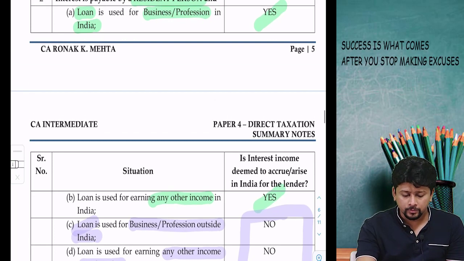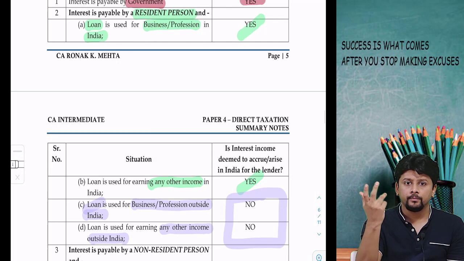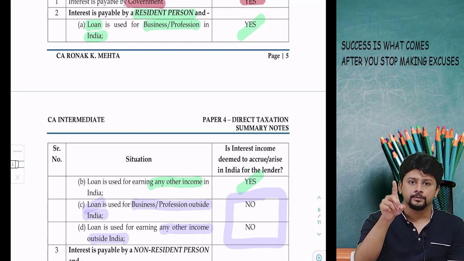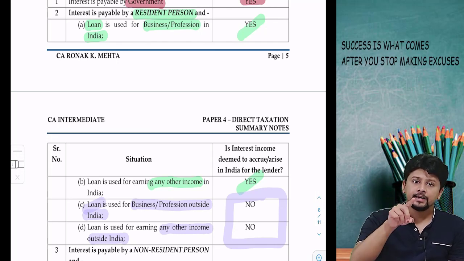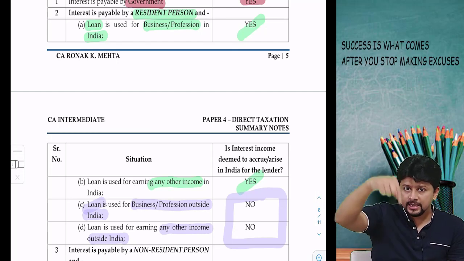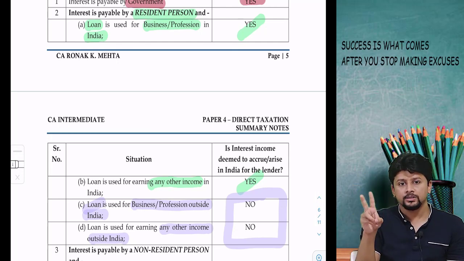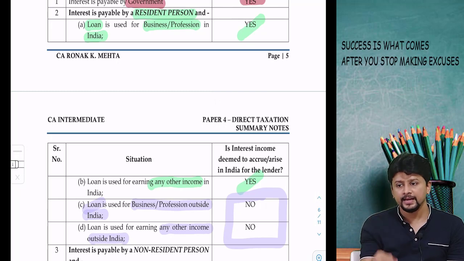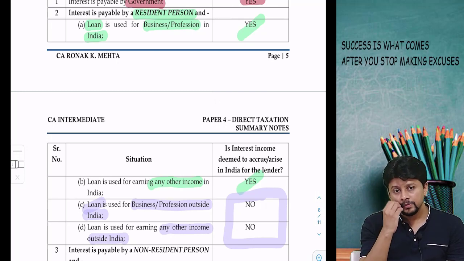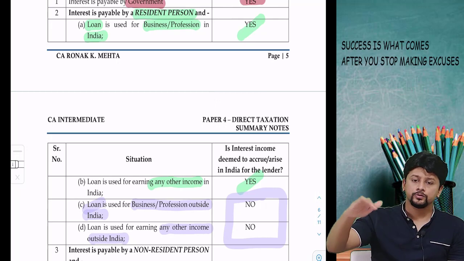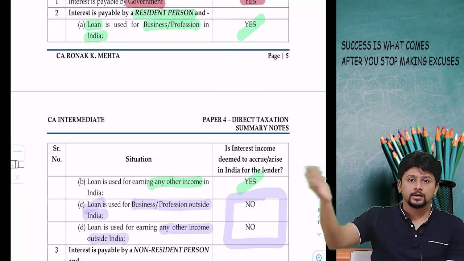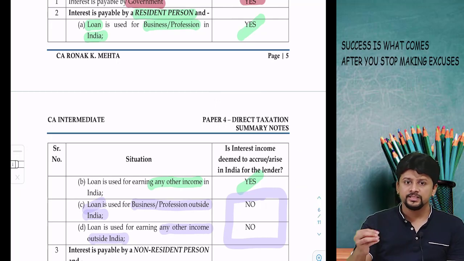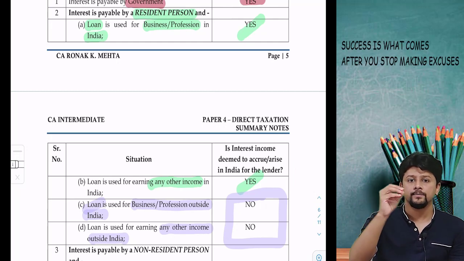So the pattern to observe: who was the borrower? Borrower was a resident person. The lender's loan money is used in India for PGBP or other activities. For the lender, income is taxable in India, deemed to accrue in India. If the loan money is used for PGBP or other income outside India, then section 9 does not apply, not deemed to accrue in India.